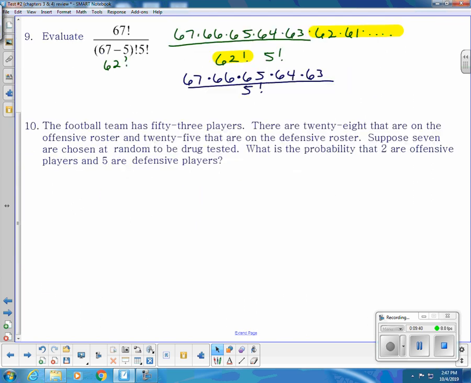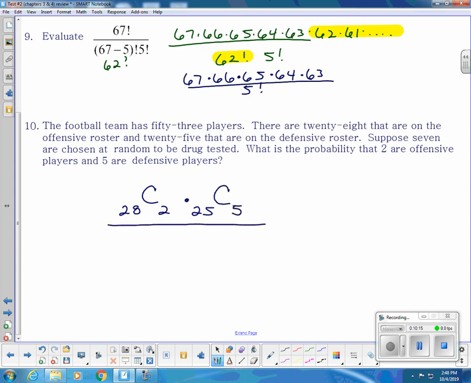Okay, a football team has 53 players. There are 28 that are on offense and 25 that are on defense. Suppose 7 are chosen at random to be drug tested. So again, is this a permutation or combination? Well, if I'm just getting my name put on the list, it doesn't matter the order that it's on there. It's going to get chosen. So it's a combination. So there's 28 offensive players, we are choosing 2 of them. And there are 25 defensive players, and we are choosing 5 of them.